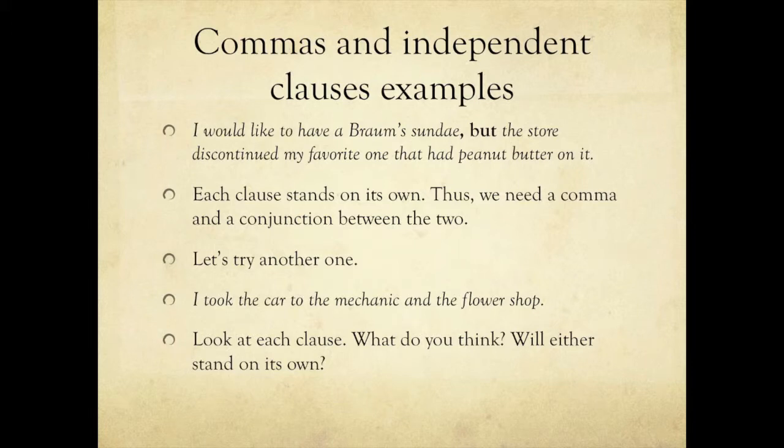So it's clear here that we have one independent clause, but we have another clause here that won't stand on its own, and that's what we call a dependent clause. And we do not separate dependent clauses from the rest of the sentence with commas. If they're followed by a conjunction and appear at the end of the sentence, we do not put a comma before that conjunction.